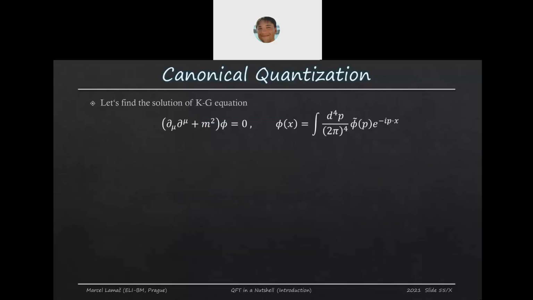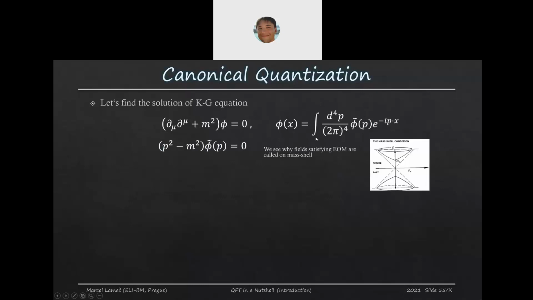Before we do that, we can also find, for example, the solutions of the Klein-Gordon equation. We do that by taking the field and expanding it in momentum, in Fourier momentum. If we plug that into the Klein-Gordon equation, we get the Klein-Gordon equation in momentum space. And we see why fields satisfying the equations of motion are called on mass shell, because for any field, the condition p squared equals m squared must be satisfied. Therefore, the components of these fields must satisfy this individually.